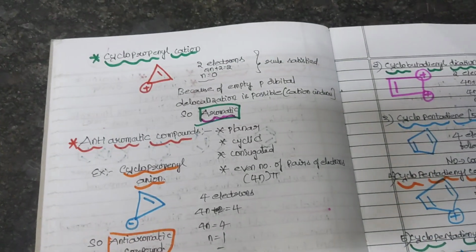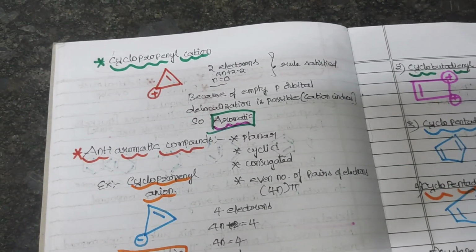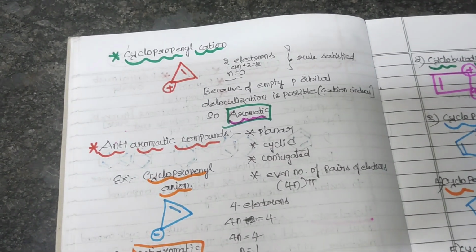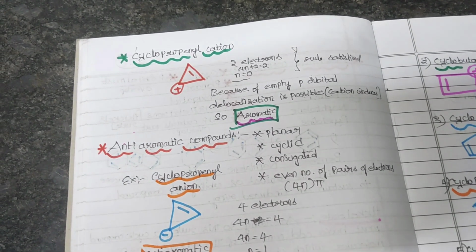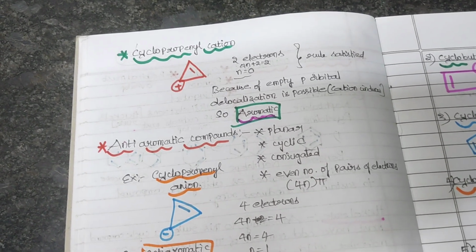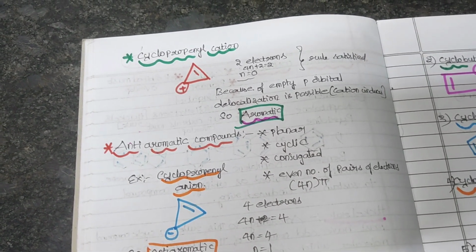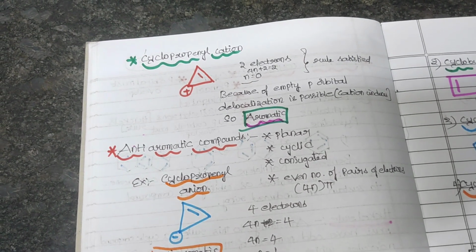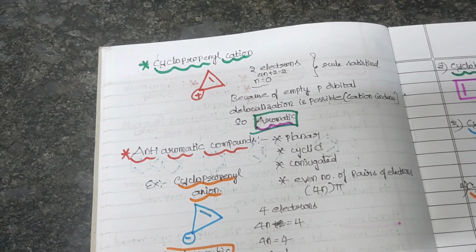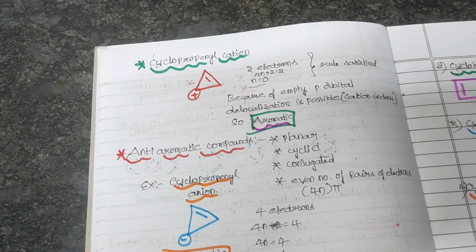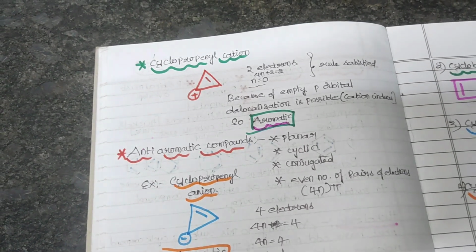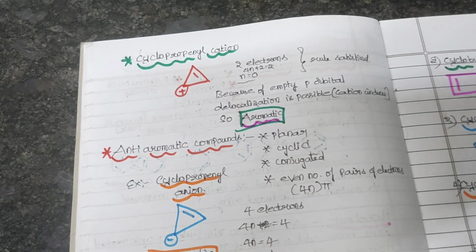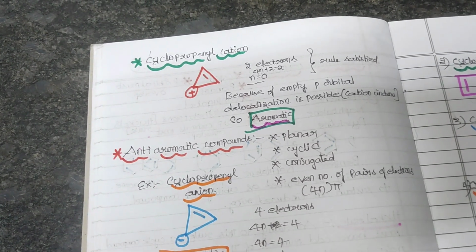Then we will get what anti-aromatic compounds are. It is a planar structure, cyclic and conjugated, but here it follows the 4n pi electron rule. In aromatic compounds it is the 4n plus 2 pi electron rule, but here it is the 4n pi rule, and it will have an even number of pairs of electrons. In aromatic compounds there is an odd number of pairs of electrons, but in anti-aromatic compounds an even number of pairs of electrons will be there.